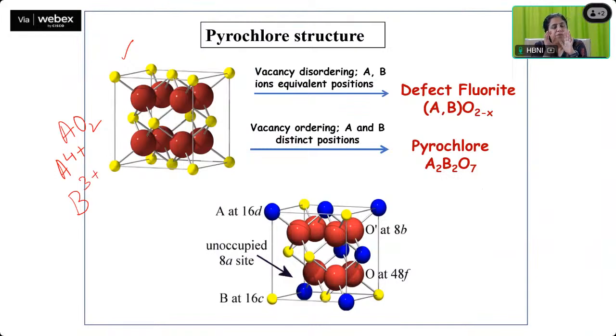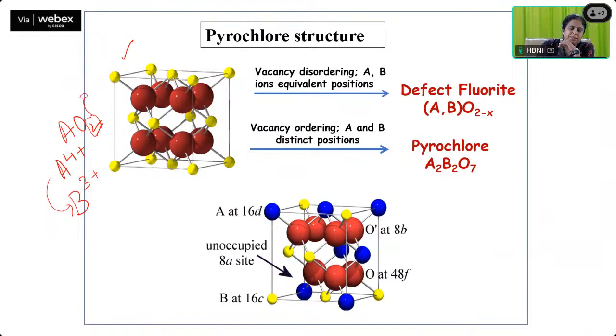Now, whenever we substitute any ion by an aliovalent ion, what is aliovalent? The charges are not similar. Okay, the charge discrepancy would be created between the negative and positive. That should not happen. Electroneutrality has to be maintained at any cost. Now, when positive charge has decreased, some of the oxygen will be removed.